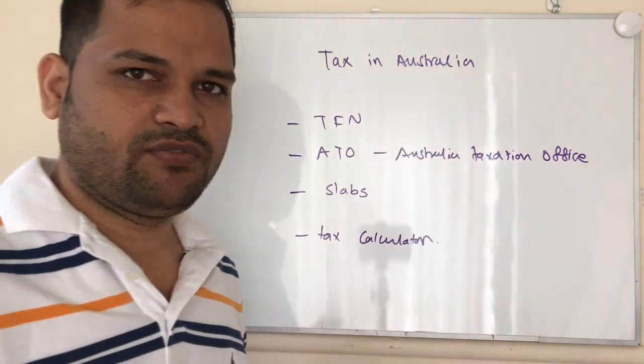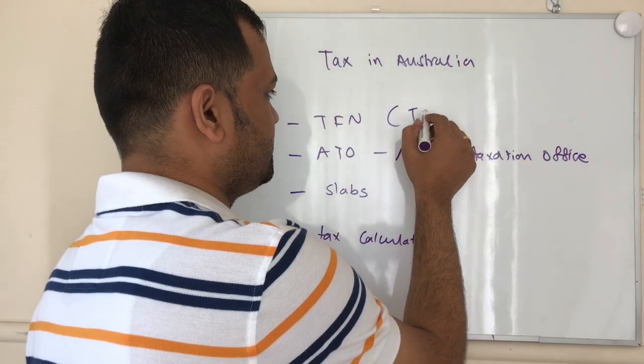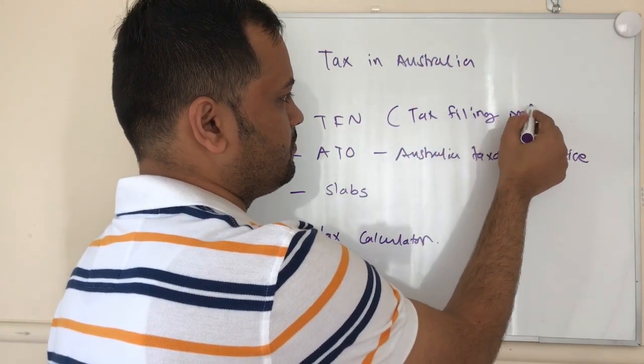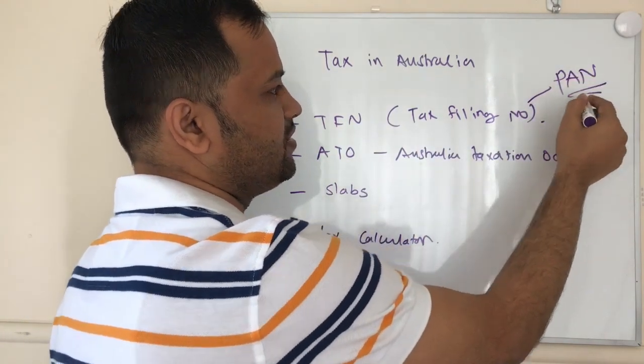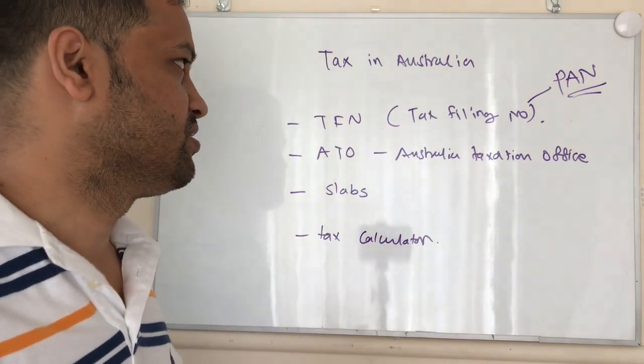And just like how we have a PAN number in India, we have got a TFN over here, tax file number they call it, which is similar to PAN in India. PAN is nothing but permanent account number, which is used for taxation purposes.